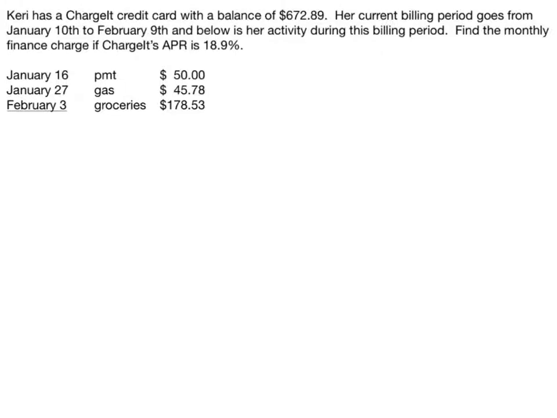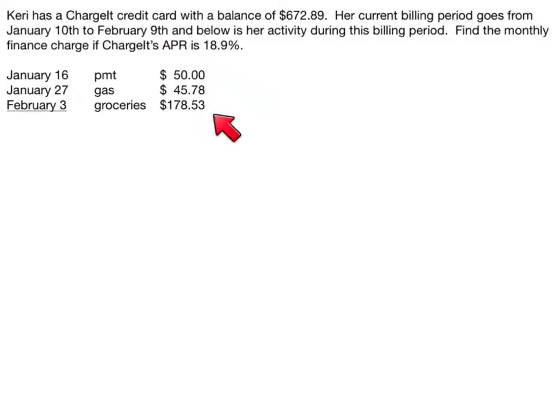So as we can see, she's starting out with a balance of $672.89. If she makes a payment, that's going to go down. It'll stay there for a little while until the next time she makes a purchase, which is January 27th. She buys gas for $45.78. It'll go up. It'll stay at that value for a little while, and then it'll go up again when she buys groceries on February 3rd for $178.53. And then whatever the balance is after that, it's going to stay there until the end of the billing period, which we know is on February 9th.